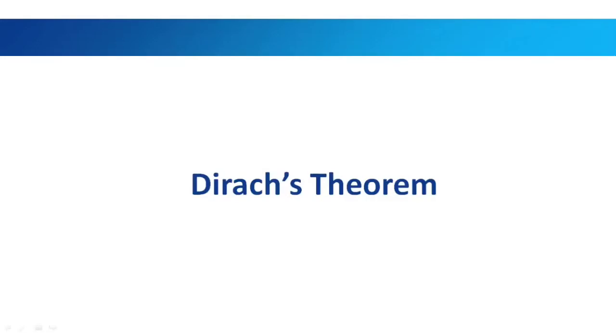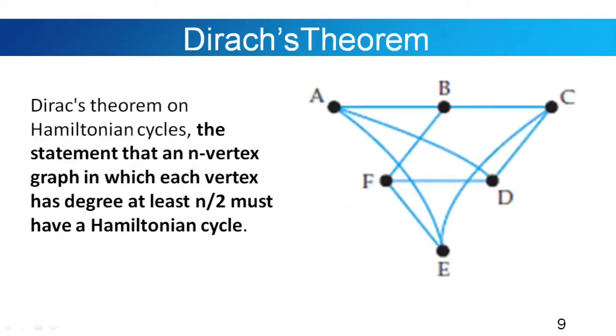Dirac's theorem. Dirac's theorem on Hamiltonian cycles is the statement that an n-vertex graph in which each vertex has degree at least n/2 must have a Hamiltonian cycle.